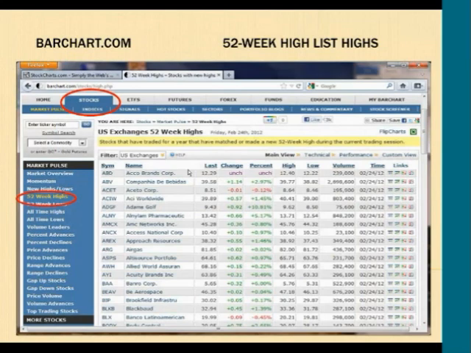And the new 52-week high list can be easily downloaded from barchart.com, and you just click stocks, and then in the left column here, just click 52-week highs, and it'll display the stocks that day that are making a new 52-week high. So this is a great place to start your trade selection process.